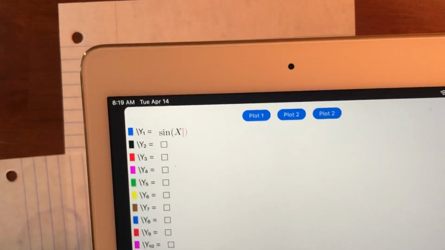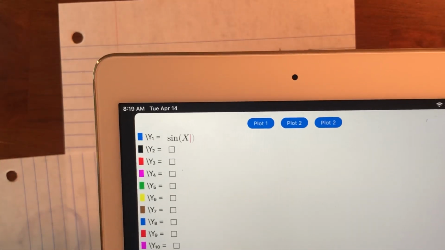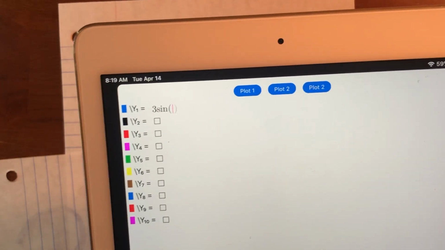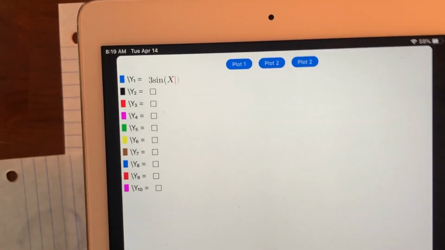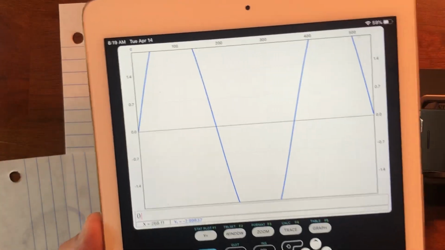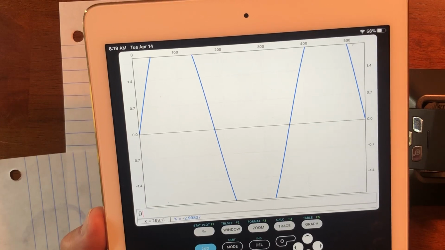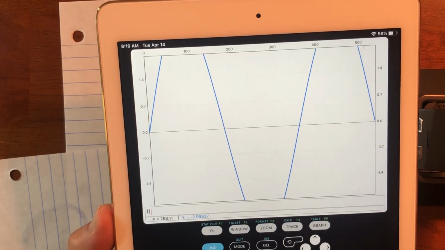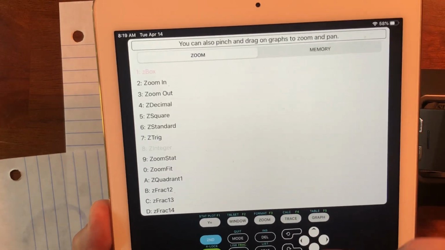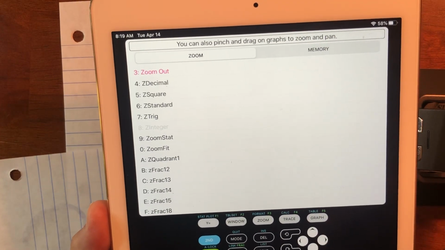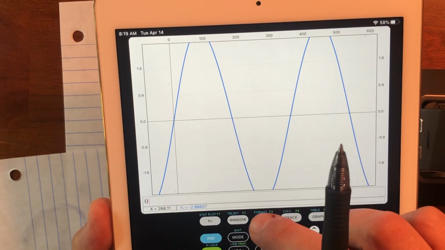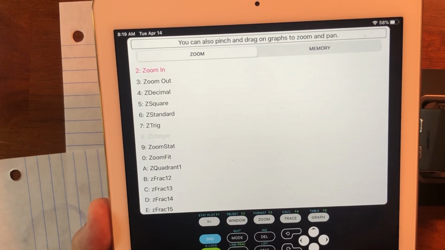Let's go to y equals, and let's change that. Instead of the sine of x, let's do 3 times the sine of x. Now, what should change? What changes here? Yikes, what just happened? All right, what happened? Well, it looks like we have to zoom out to see what's happening. So I'm going to hit the zoom button, and I'm going to choose zoom out. All right, it's zoomed out, but not quite enough, so I'm going to do that again.